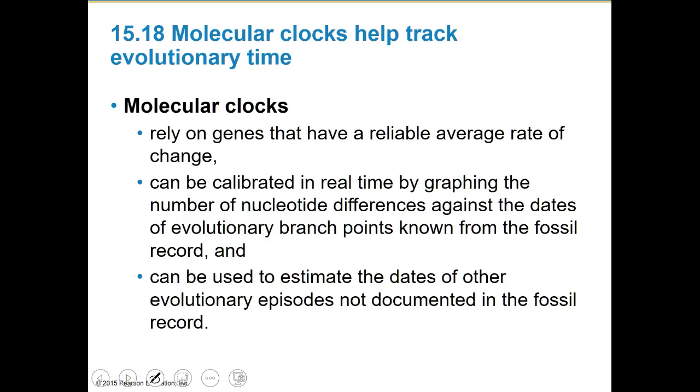One of the last things we'll look at is molecular clocks. So we rely on genes that have a reliable average rate of change. And we can actually sort of calibrate those, by the way. You might want to just write that bit down. You can calibrate them by graphing the number of nucleotide differences against the dates of evolutionary branch points that we actually know from the fossil record. So we can use those to estimate the dates of other evolutionary episodes that are not documented in the fossil record. So we can use genes to tell us how old things are. Just the more technology we have, the crazier this gets.